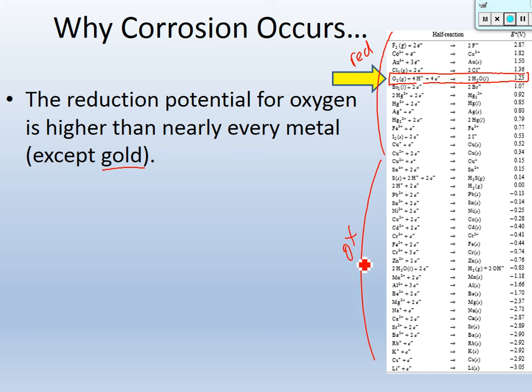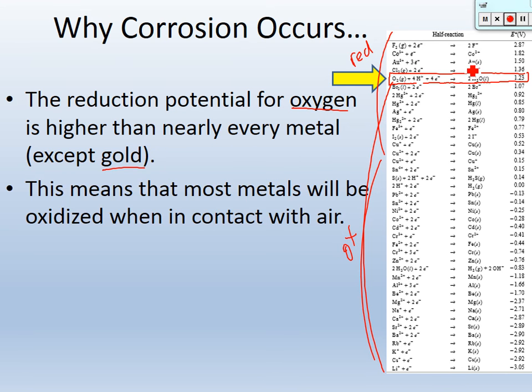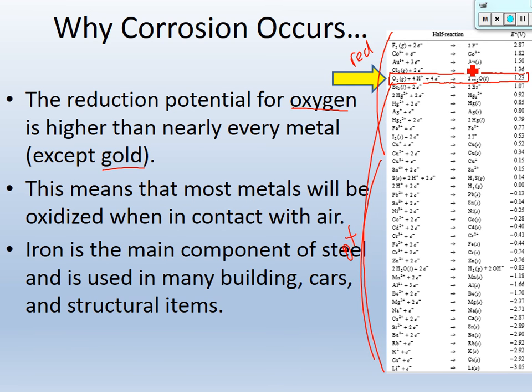So why it's a big deal that oxygen is higher than nearly every metal is, where do you see oxygen? Everywhere. It's in the air. Anything that's touching the air is going to be in contact with oxygen, correct? So will the air be able to oxidize all of these metals below it? Yes. And that's a huge problem, okay? The only metal that it's not able to oxidize is gold. That's what makes gold so valuable. One of the reasons it makes gold so valuable is it will last forever. It doesn't get corroded like other metals will. This means that most metals will be oxidized when they come in contact with the air. We just talked about that.